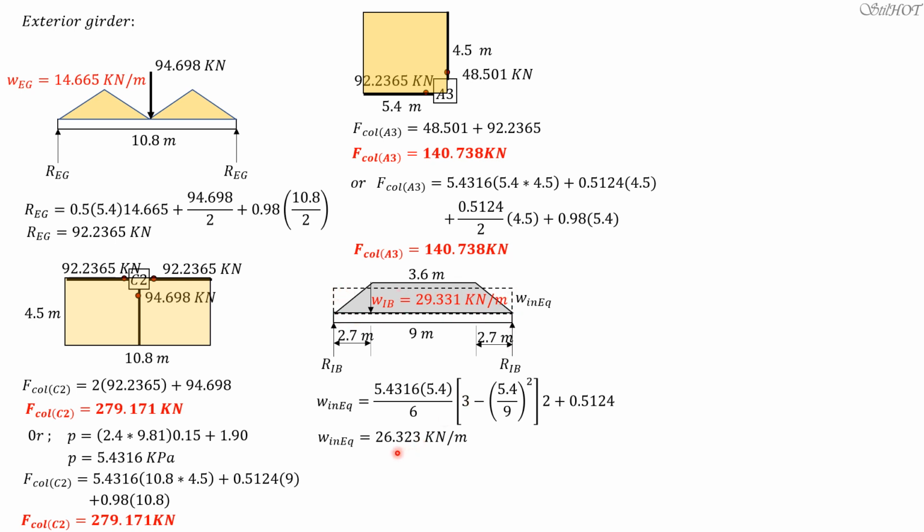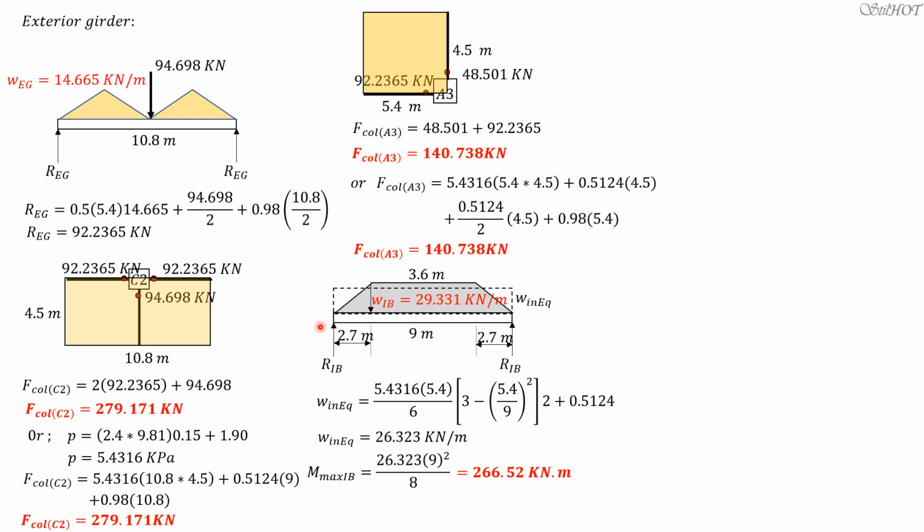So you just imagine that the beam is converted into the one that is loaded with uniform load of intensity 26.323. And because this is a simply supported beam, the maximum moment at the center is WL squared over 8. And W is 26.323 times 9 squared over 8. So it is equal to 266.52 kilonewton meter.